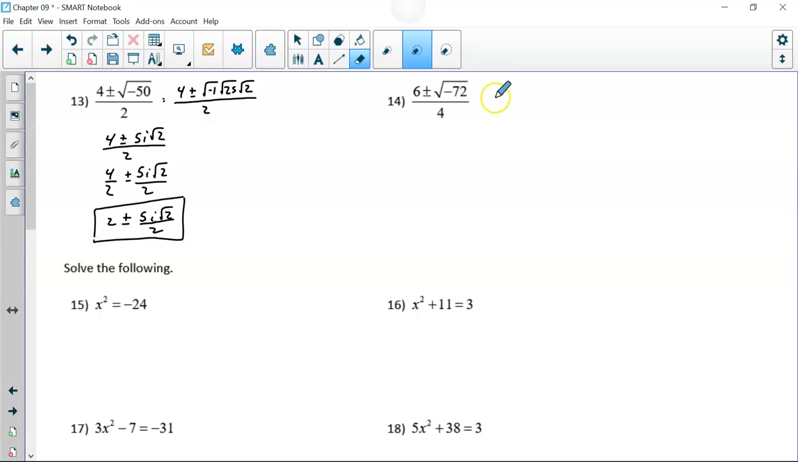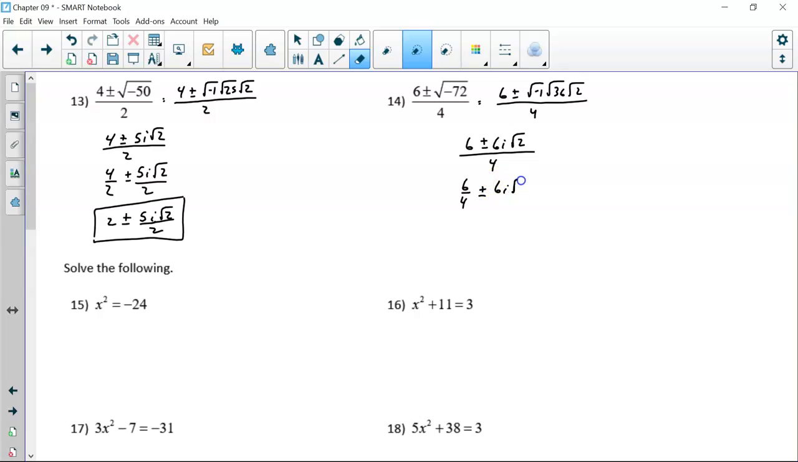Do the same thing for number 14. 6 plus or minus. Now the square root of negative 72 is the square root of negative 1, square root of 36 and the square root of 2, all divided by 4. So it's 6 plus or minus. Square root of 36 is 6, square root of negative 1 is i, so it's 6i root 2 divided by 4, and then split them up. 6 over 4 plus or minus 6i root 2 over 4 becomes 3 halves plus or minus 3i root 2 over 2. And there is our simplified answer.